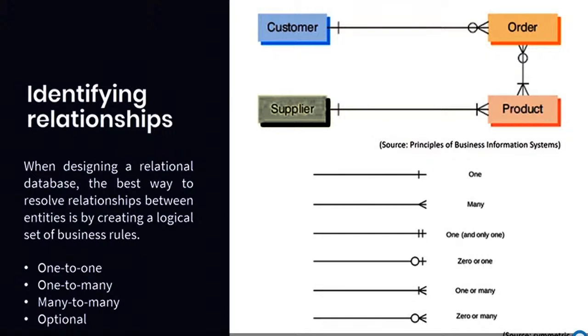And the product is at least one or many. So an order can consist of one or many products, is what we're saying, right? And we look at the supplier and product relationship. What we're saying is that one supplier can sell to a company one or more products. Great, so I hope that makes sense.